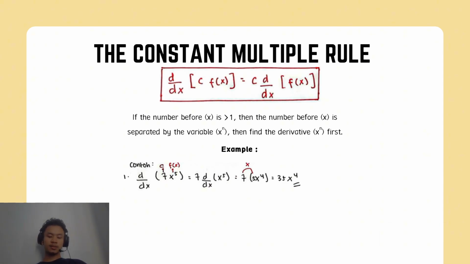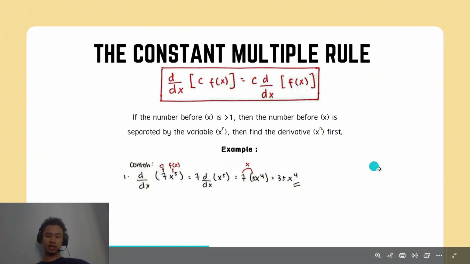Okay, let's talk about the constant multiple rule. If you have a number multiplied by a function of x, like c times a function of x, you can simply take the derivative of the function first and then multiply the result by the constant c. In other words, you can pull the constant out of the derivative operation. Okay, we read this as this.